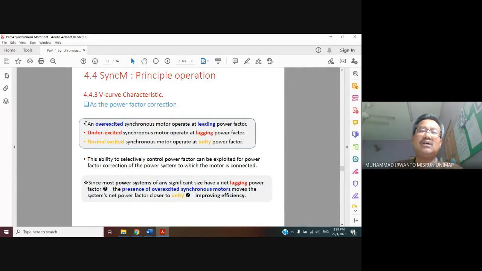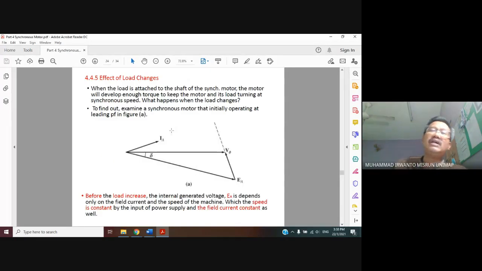Okay, now we can conclude like this. An overexcited synchronous motor operates at leading power factor. An underexcited synchronous motor operates at lagging power factor. A normally excited synchronous motor operates at unity power factor. Ya, ini kita ingatnya aja, overexcited, meaning kalau field current tadi itu berlebih lah. Kalau masih bawah yang kita bagi supply the field current, the condition of the motor is in the lagging power factor operation, ya. Okay.